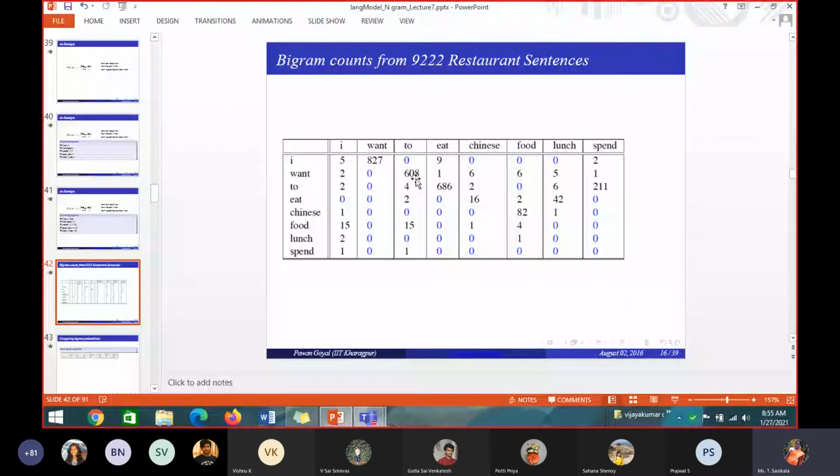So if you take 827, if they ask you to justify, you have to justify that since it's a restaurant corpus, I want is a bigram which occurs more in the corpus. This tells us that I want some sort of food. So everybody wants something in the restaurant. So they will be using I want as a bigram which occurs more in the corpus since it is telling about the restaurant corpus. I and I is not occurring much. It is occurring only 5 times. But I want is mainly concerned with the restaurant. I want some sort of food. They are asking for something, so it occurs more.